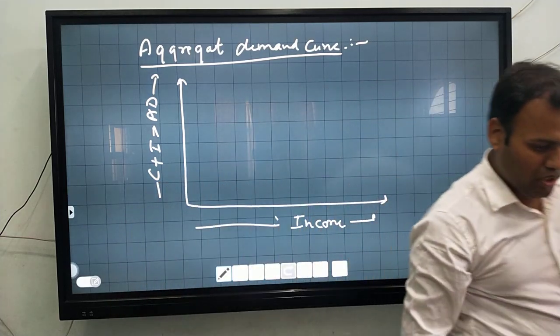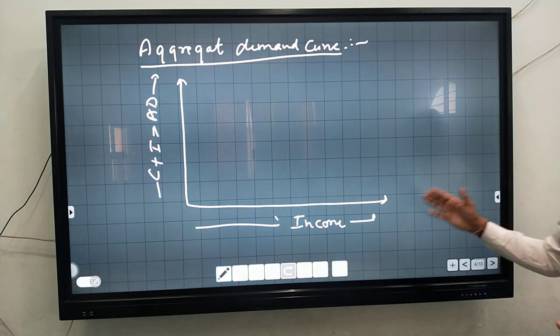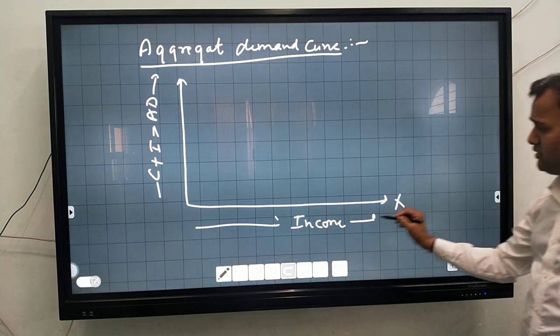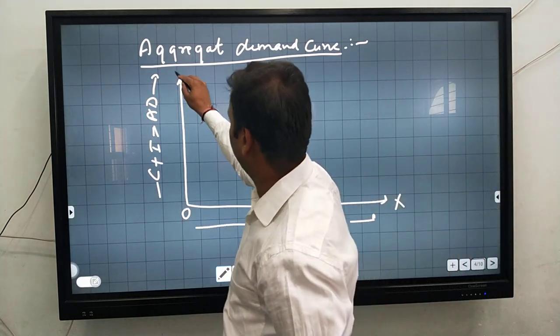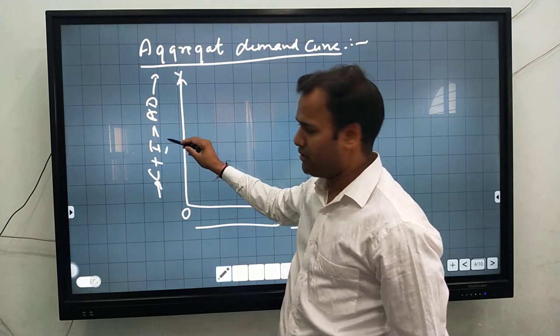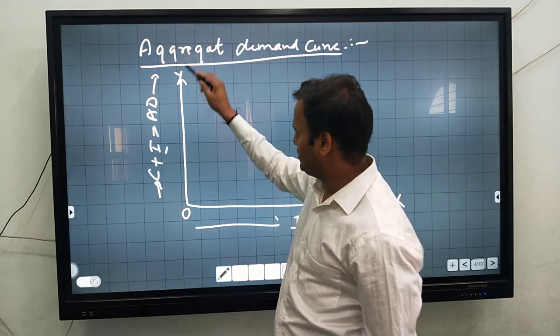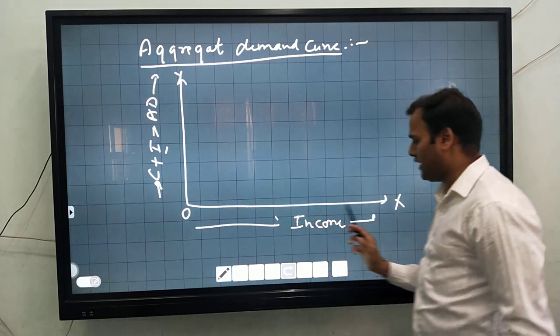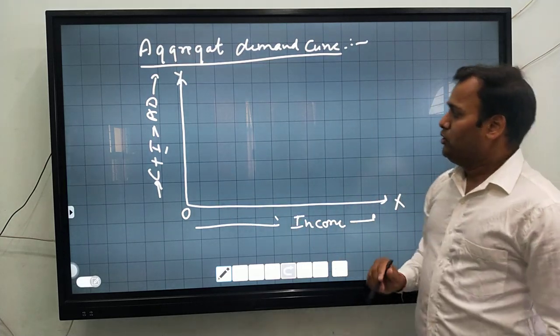Income. So this is the income line, that is the x-axis. Here in the y-axis we can write AD, or the combination of C plus I. Okay, so this is the line of aggregate demand and this is the income line.